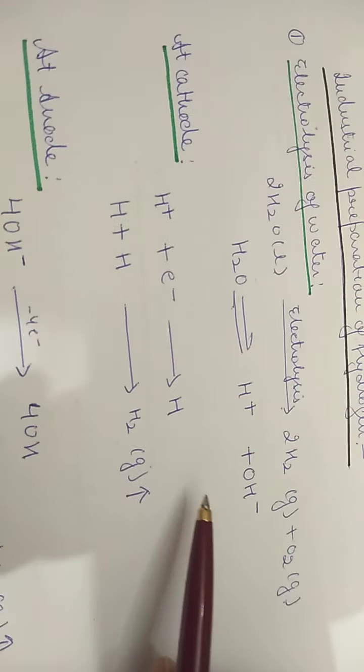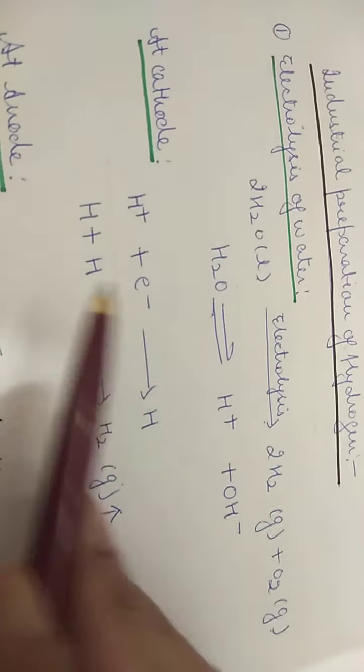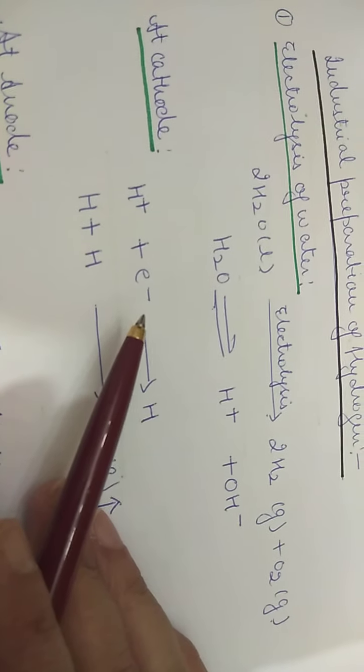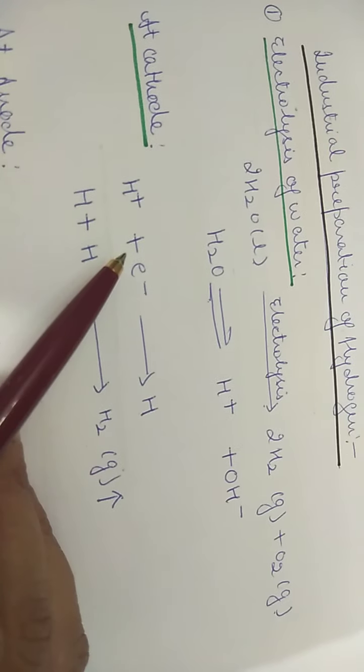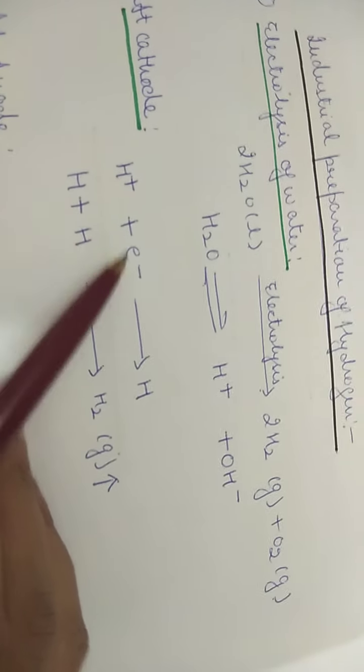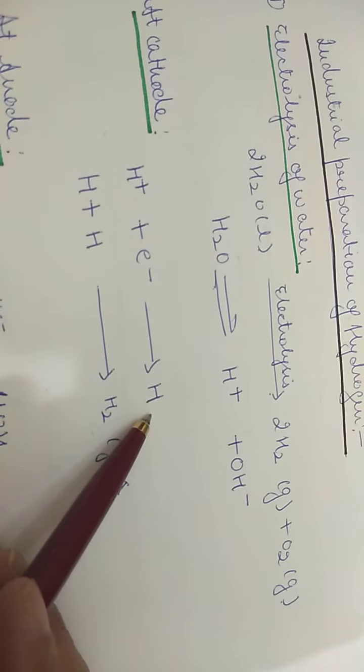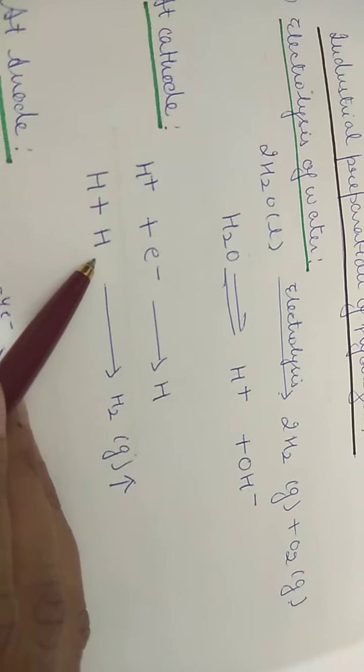At the cathode, H positive ions, because cations move towards the cathode, will move towards the cathode. Reduction will take place. There is gain of electrons. H atoms are formed, and the H atoms combine with each other to form hydrogen gas.